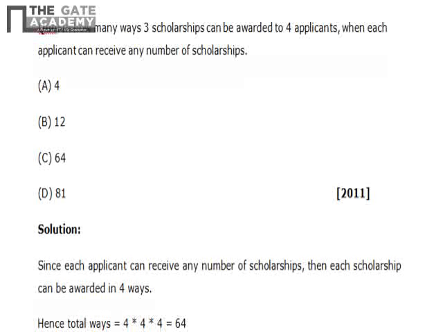This is a very simple example we have done in one of our examples. How many ways can 3 scholarships be awarded to 4 applicants when each applicant can receive any number of scholarships? First scholarship 4 ways, second scholarship 4 ways, third scholarship also 4 ways. That means 4 into 4 into 4, that is 4 raised to 3. The 64 ways is the right answer.